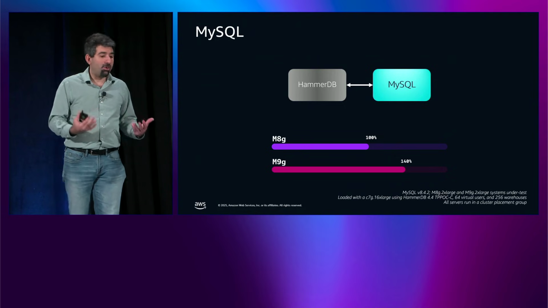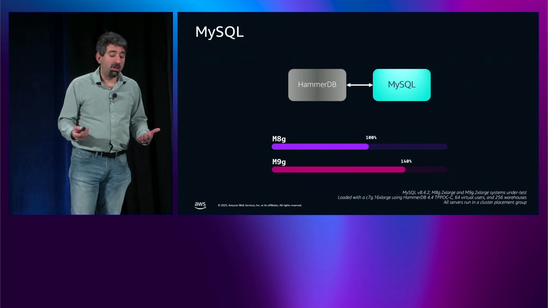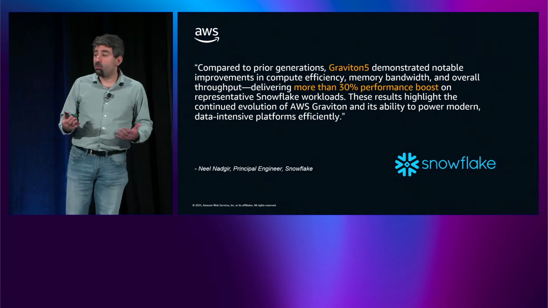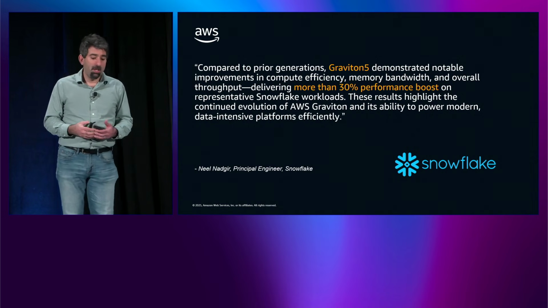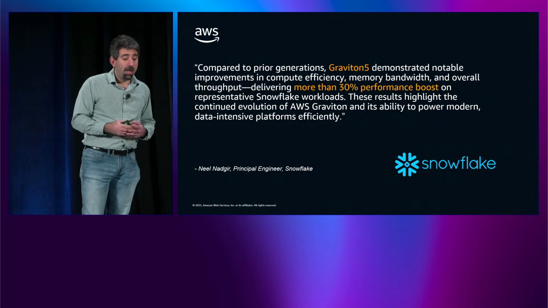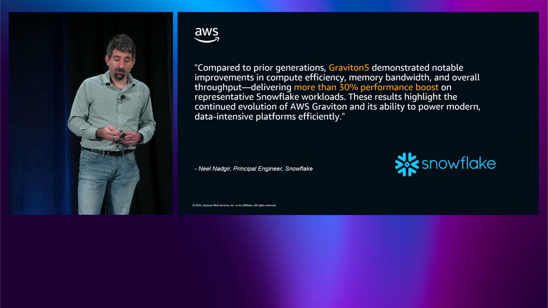Now, these are workloads that we've run, but over the last few weeks, we've also had customers running workloads on Graviton themselves. Snowflake has been running their virtual data warehouse on Graviton since Graviton 2. And they recently tried an M9G-based Graviton 5 instance. And they saw more than 30% performance boost on the representative workloads for the virtual data warehouse.